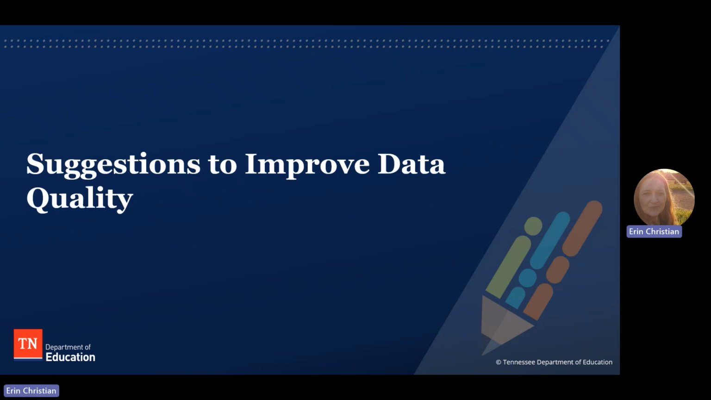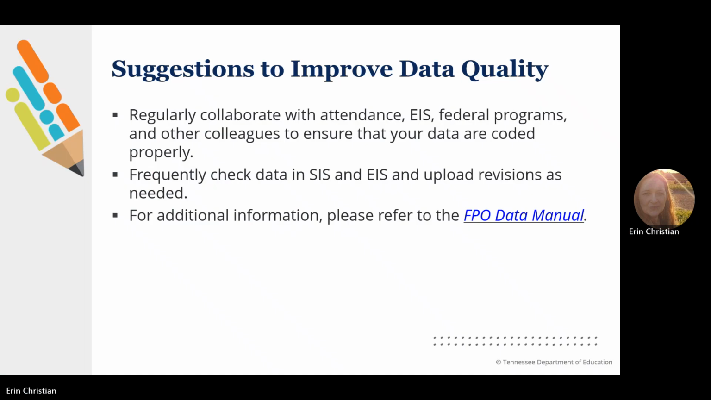Next, we'll discuss some suggestions to improve data quality. First, regularly collaborate with attendance, EIS, federal programs, and other colleagues to ensure that your data are coded properly. Frequently check data in SIS and EIS and upload revisions as needed. And for additional information, please refer to the FPO data manual.